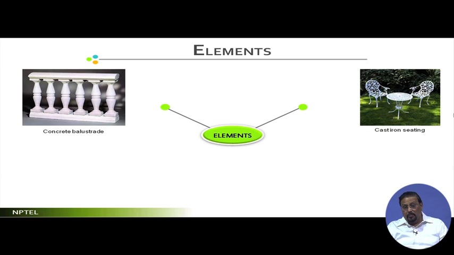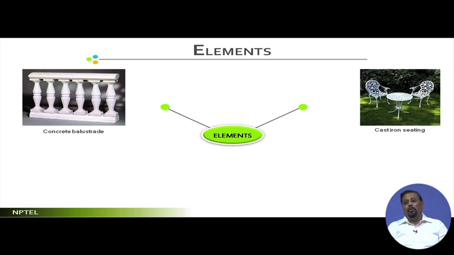Cast iron seating and wooden seating became part of the landscape. Earlier, seating was mainly with stones, a kind of bench or platform, but gradually items like cast iron seating, wooden seating and such things started coming in. So the elements we see in the landscape today are also considered elements in a modern landscape.